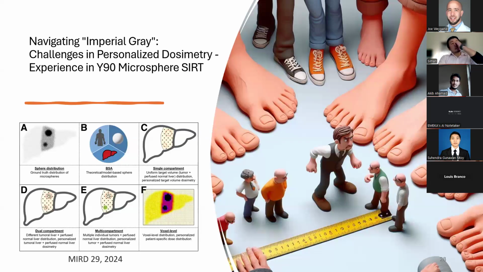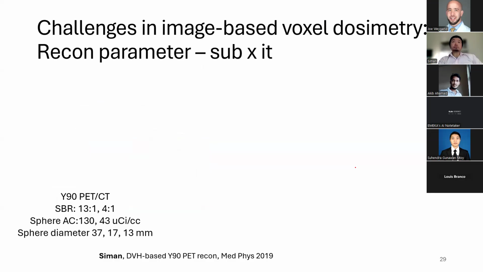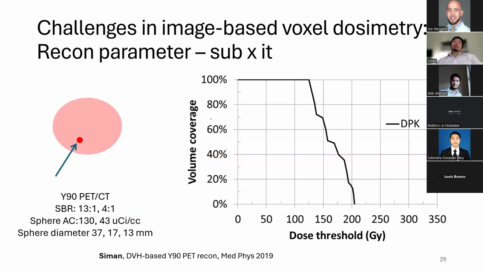The last thing I want to discuss with you is navigating this empirical gray. For the next few slides, I will show you how your dose distribution changes when you change the imaging or reconstruction parameters. So suppose we have a phantom, right? A uniform phantom with a lesion here.